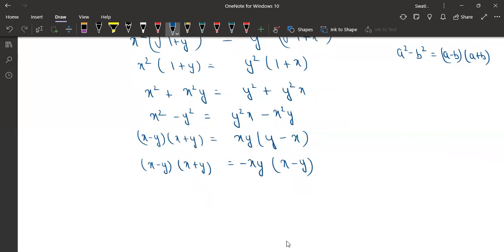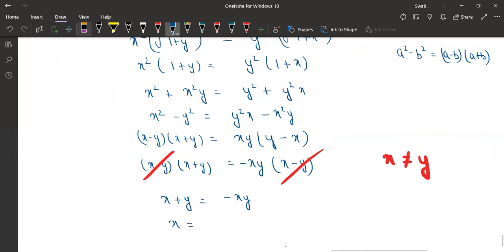Now, clearly, we have been given one condition in the question that x is not equal to 1, right? So that means we can say that this and this will get cancelled, right? So what are we left with? We are left with x plus y is equal to minus xy, right? And now I can write this as x is equal to, like I can just shift this to the other side. I will write y as it is, minus xy to this side, so plus xy, and x I'm shifting to the other side, so minus x, right?